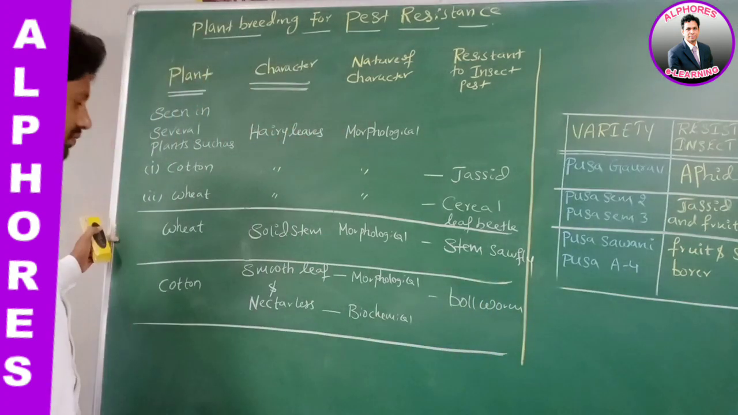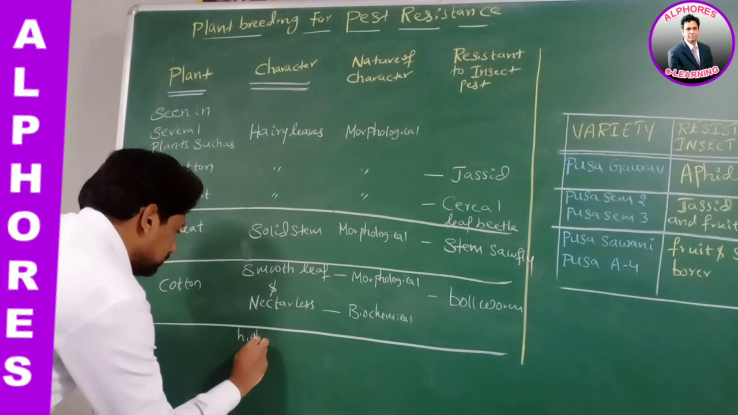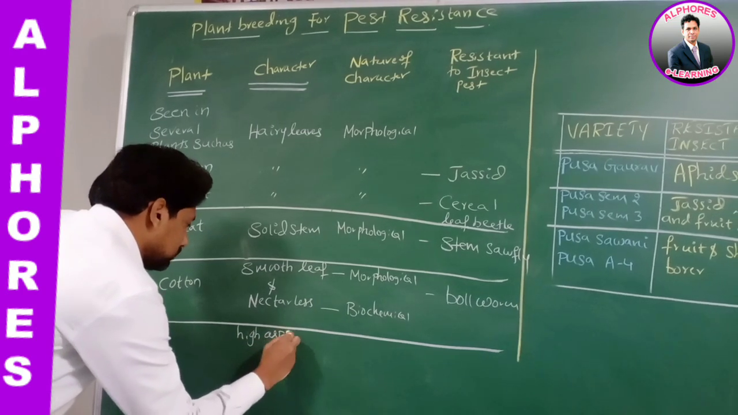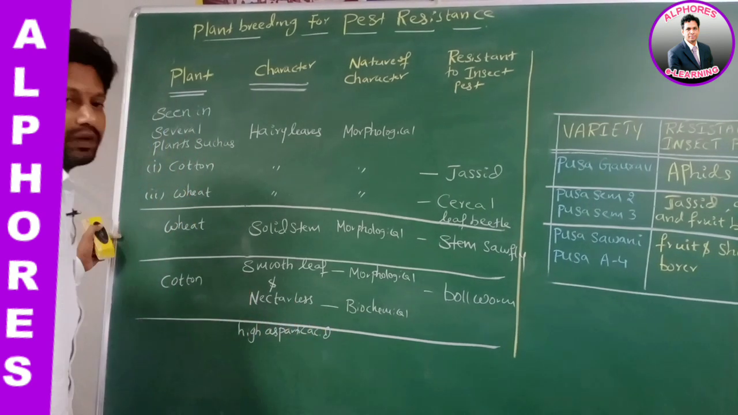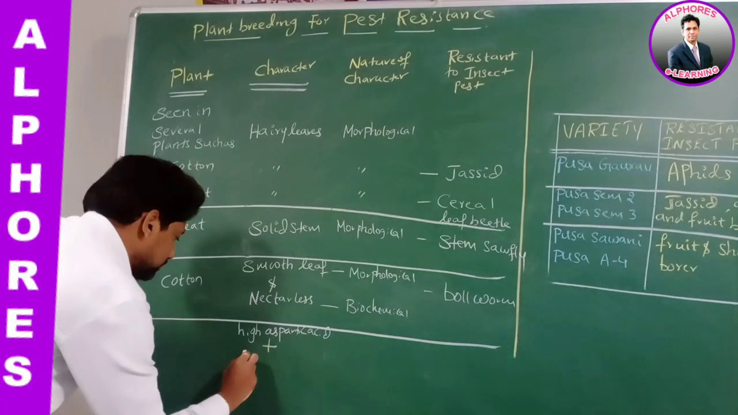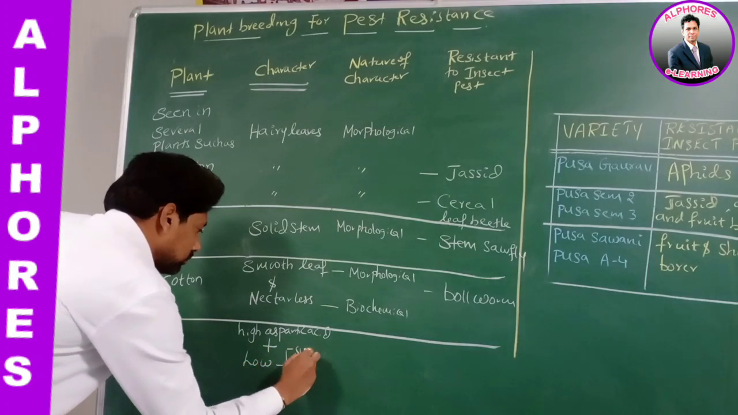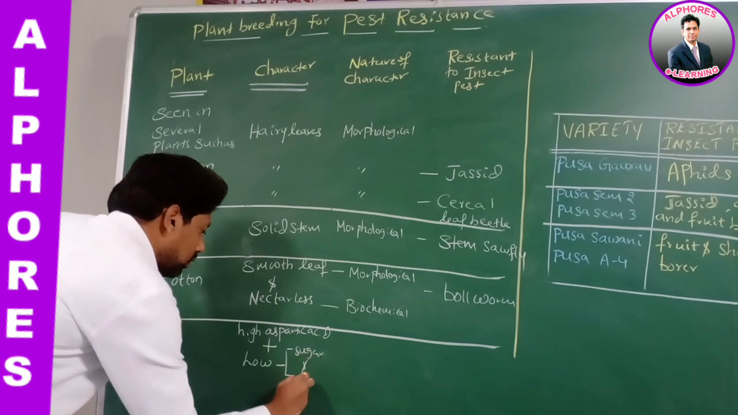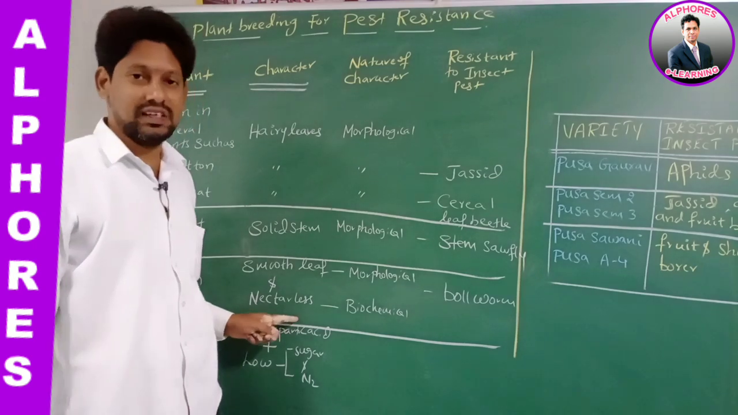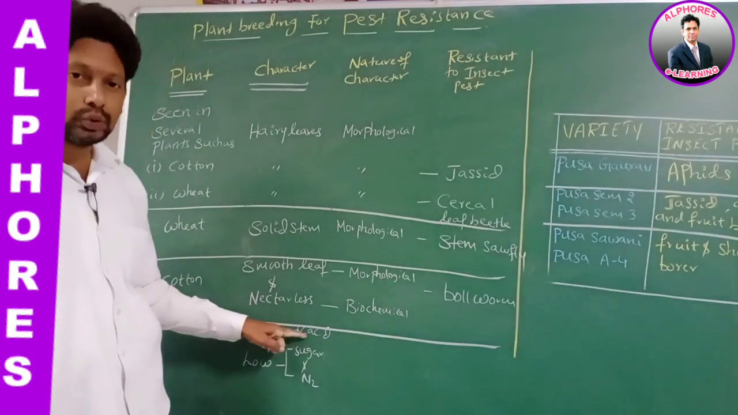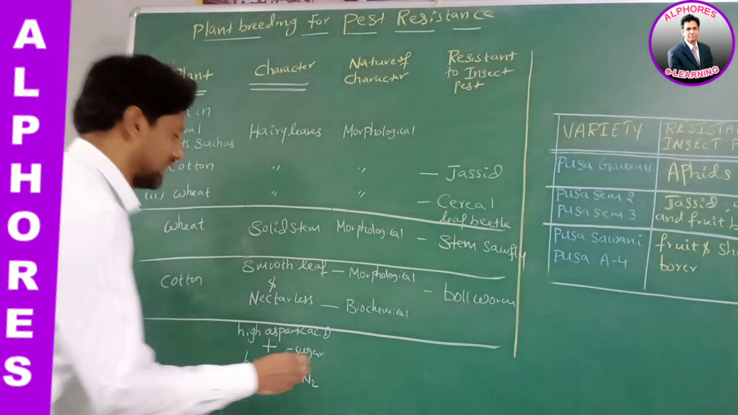What is it? High aspartic acid plus low sugar and low nitrogen. Tell me, high aspartic acid, low sugar and low nitrogen come under which characters? Biochemical characters.